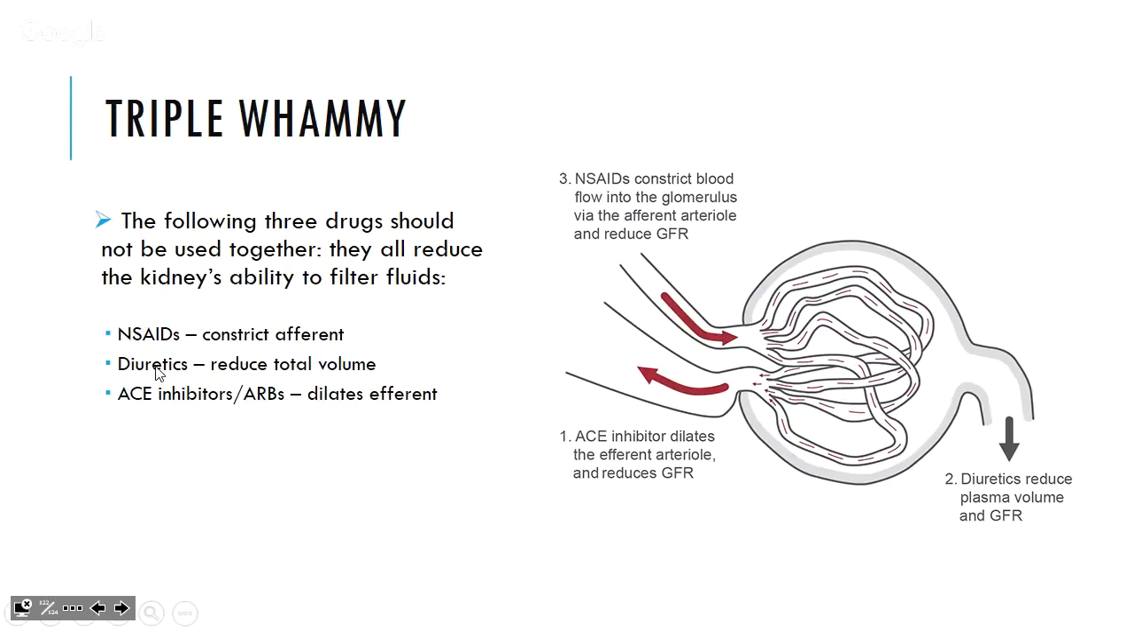Never give NSAIDs, diuretics, and ACE inhibitors all together. The reason for this is because your kidneys will pretty much die. The NSAIDs will constrict your afferent arteriole, so because of that, there'll be less blood going to the kidney.